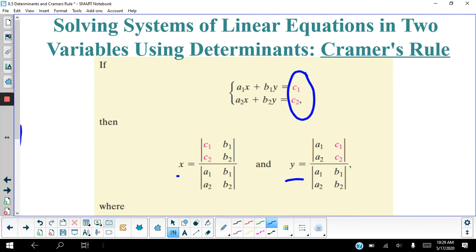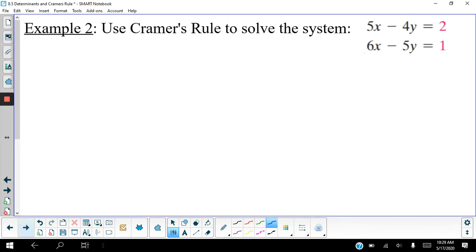Let me see if this will work for us. Should have done this ahead of time, huh? That would have been smart. I'm not going to do it. I'm not going to bother.